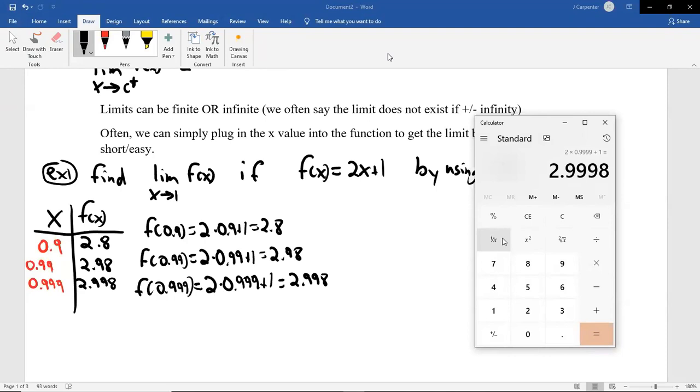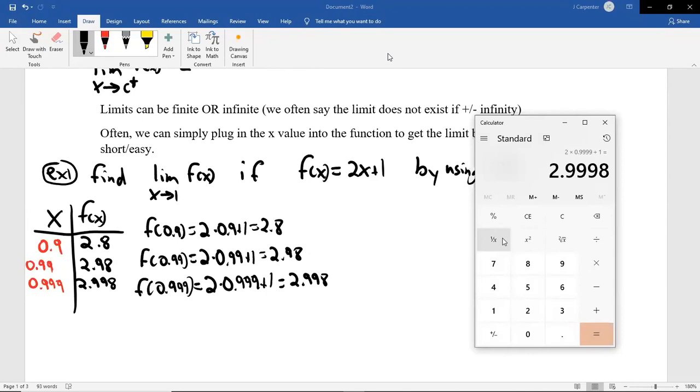Now, do you have to do it in this exact way? No, you could do 0.9, then 0.95, then 0.98, then 0.99, then 0.995. And the point is, I'm getting closer and closer and closer to 1. We started out a tenth away from 1, then a hundredth away from 1, then a thousandth away from 1, and then a 10,000th away from 1.